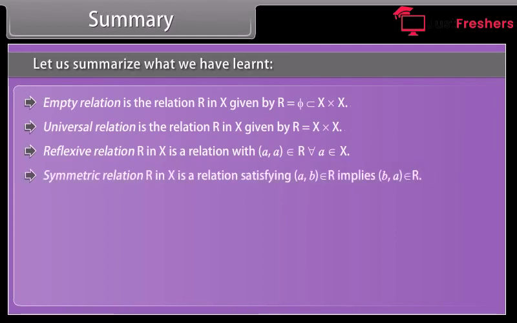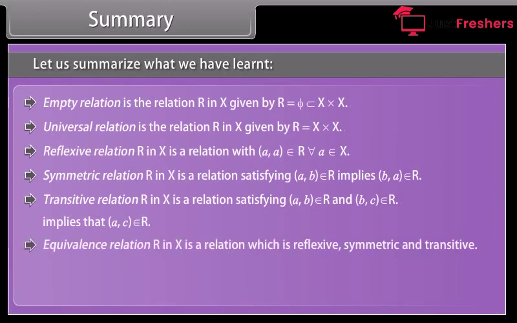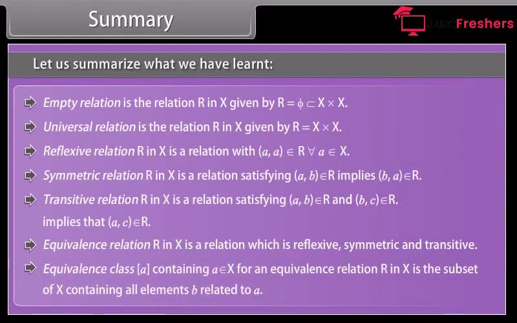Symmetric relation R in X is a relation satisfying (a, b) ∈ R implies (b, a) ∈ R. Transitive relation R in X is a relation satisfying (a, b) ∈ R and (b, c) ∈ R implies that (a, c) ∈ R. Equivalence relation R in X is a relation which is reflexive, symmetric and transitive. Equivalence class [a] containing a ∈ X for an equivalence relation R in X is the subset of X containing all elements b related to a.